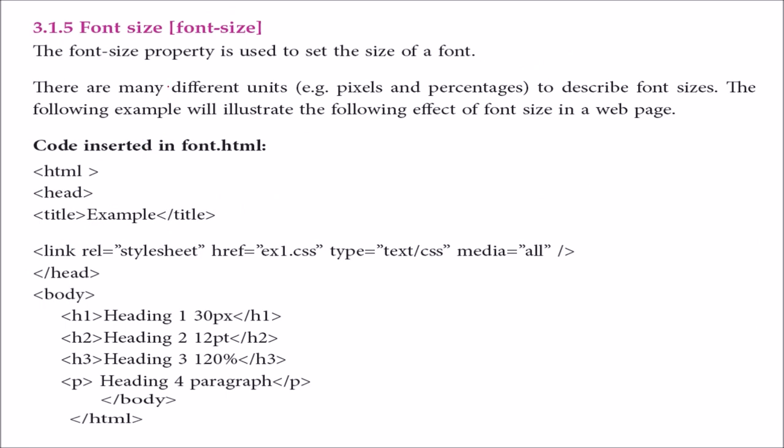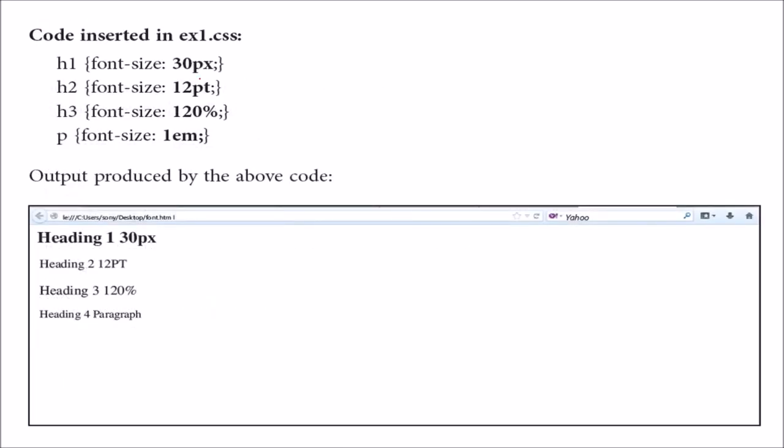Then the font size. Font size property, you have a font, you want to make it bigger, you want to make it small. So the different units that can be given are pixels, and percentages. So what you have to do is, see, this h1 will come in 30 pixel size, this will be 12 point, this is 120%, and this will be 1 EM. So this 30 pixel, 12 point, 120%, and 1 EM.